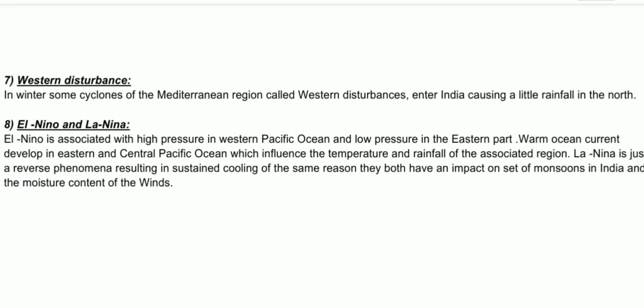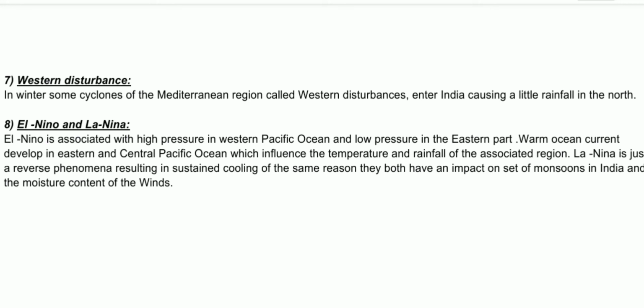Number 7. Western disturbances. In winter, some cyclones of the Mediterranean region called western disturbances enter India, causing a little rainfall in the north.